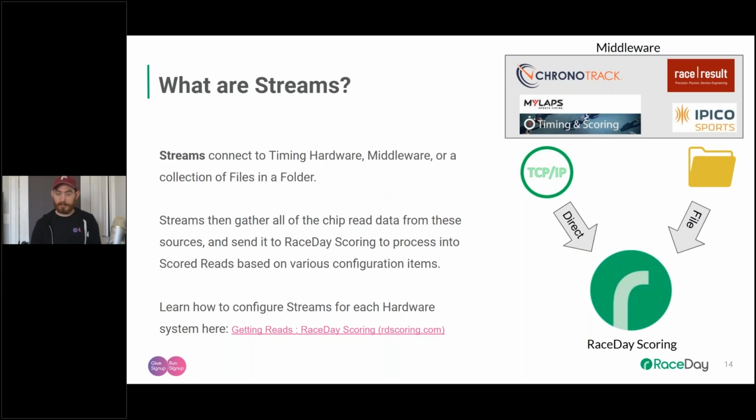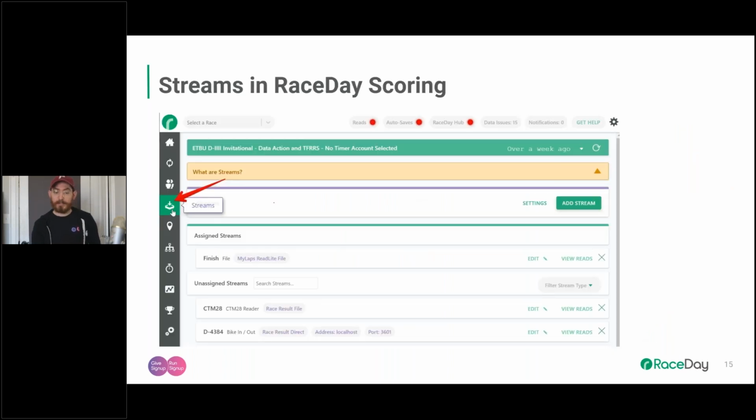And if you have any questions on how to work with your particular system, our support team is ready to help you out with that. But basically the concept is streams are just getting the data from your middleware, and then timing locations, which we'll talk about next, are deciding how we actually process the data from the streams. And you can see streams in RaceDay scoring on the left. Just go onto the Streams tab.